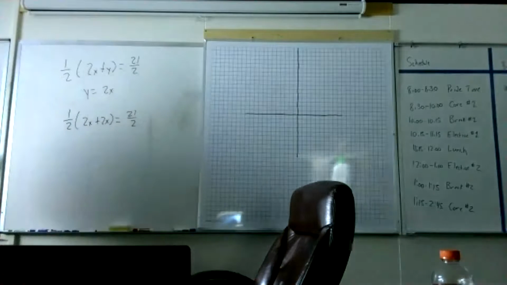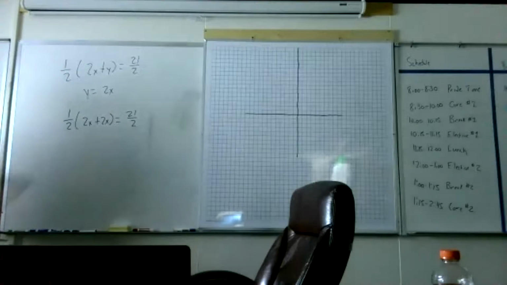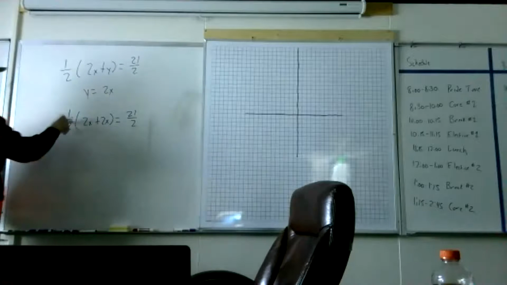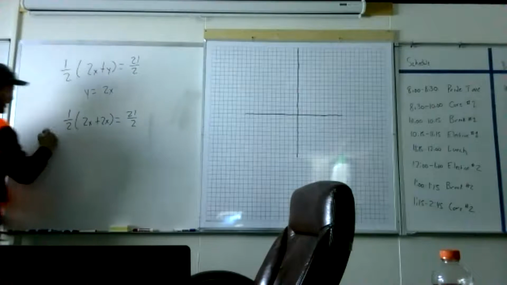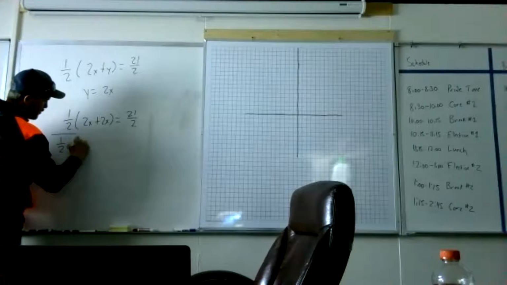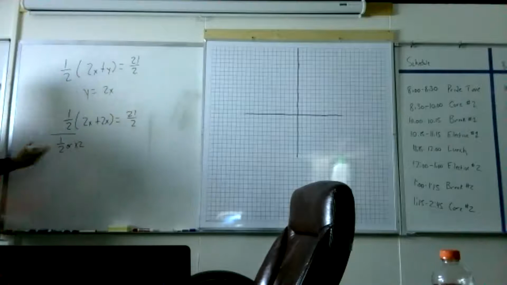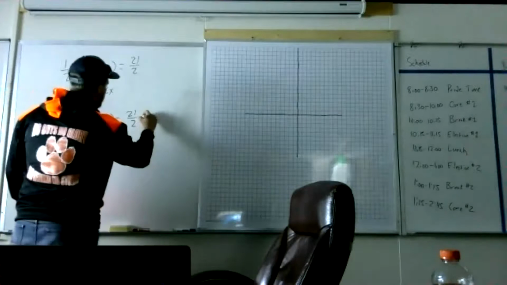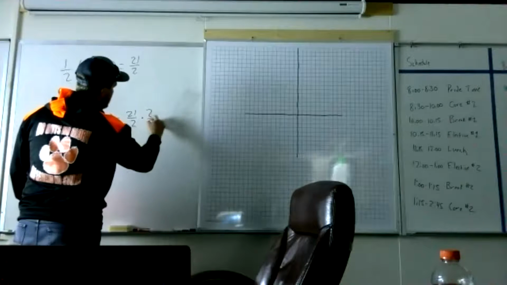Okay, so now we want to start to isolate the variable. The first thing that we could do is get rid of this 1/2. Since it's 1/2 times this quantity, we're going to divide by 1/2, or that's basically multiplying by 2. Anytime you're dividing by a half, you're essentially multiplying by 2. So we want to do that to both sides.